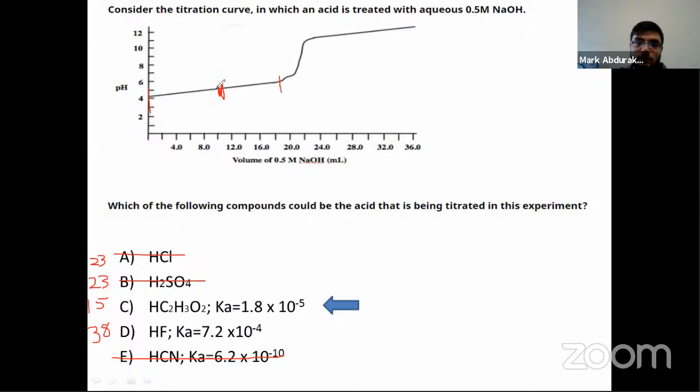What does this correspond to? This corresponds to a pKa of 5. So which of these has a pKa of 5? Well, you take the Ka, negative log. This would have a pKa of 5.1 or something. This would have 4.5, 4.6-ish, and this would have 10.5-ish. Which of these is closest to 5? This one. So this is the answer. That's why you can eliminate D and E. Does that make sense?